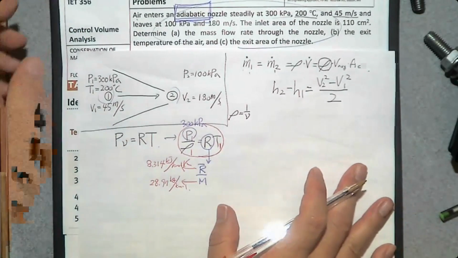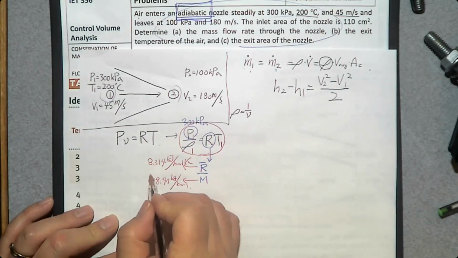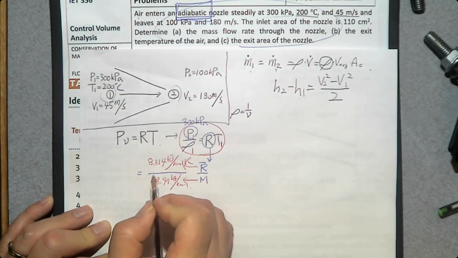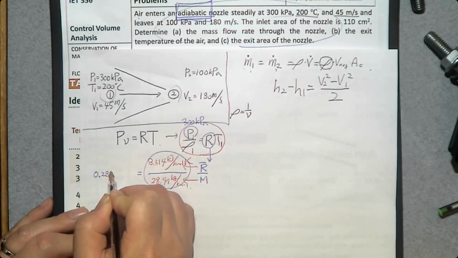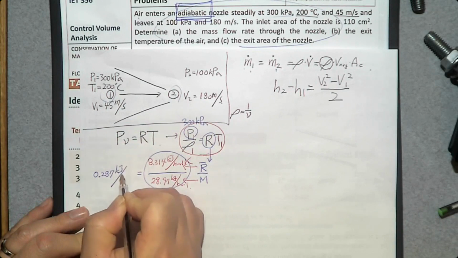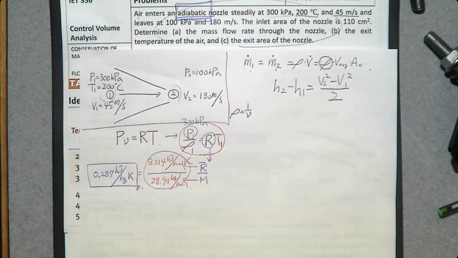But the gas constant of air is widely used. So you may want to memorize this number: the gas constant of ideal air is going to be 0.287 kilojoule per kilogram Kelvin. We will use this a lot because air is one of the most widely used working gases in thermodynamics. So you can memorize that.